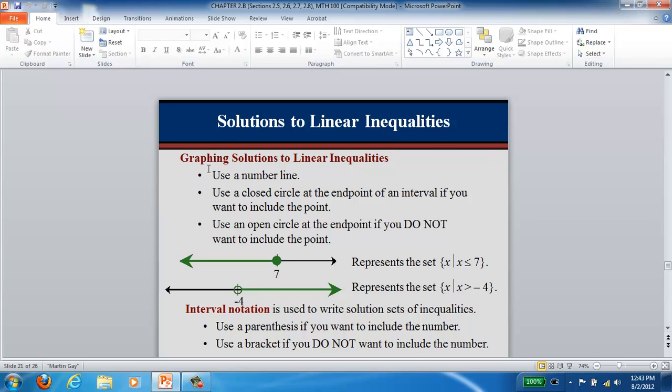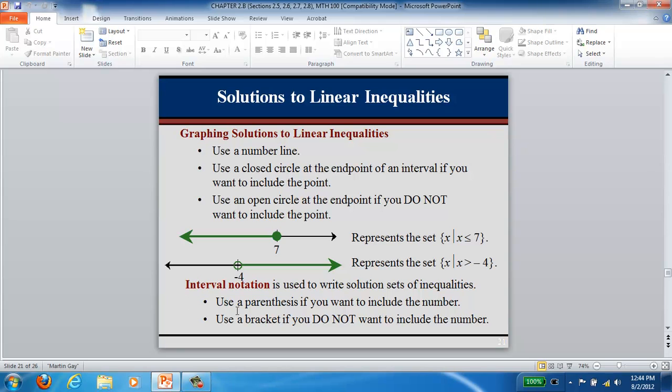Example, graphing solutions to inequalities. You use a number line. Use a closed circle at the endpoint of an interval if you want to include the point. Either a closed circle or a bracket will be used for equality. The open circle represents not equal to. So again, either the open circle or parenthesis represents the inequality when it's just greater than or less than, but not equal to.